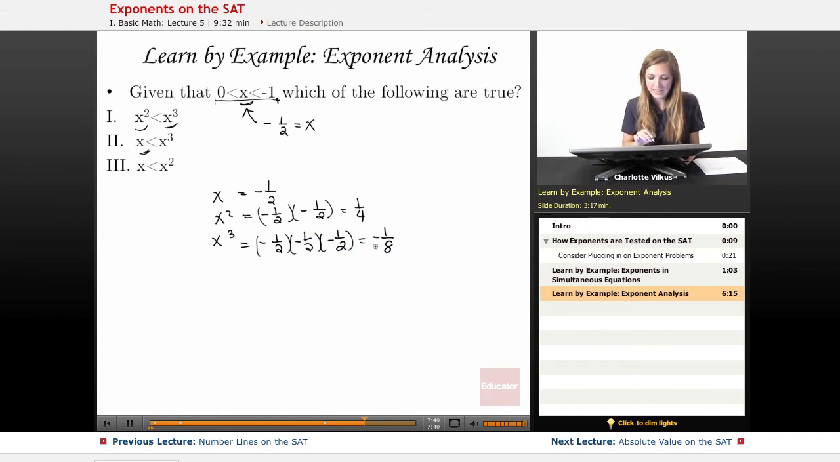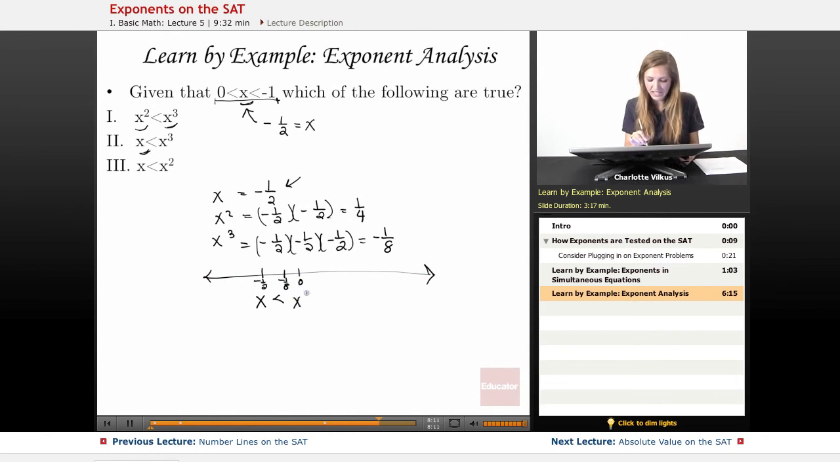So if I'm looking at these, I can say that x itself is the smallest, because these are negative numbers. Normally we might think, oh, 1/2, that's bigger than 1/8, but they're negative. So bigger negatives are actually smaller numbers. If we thought about it on the number line, that would make sense, that I would draw -1/2 further away than -1/8 from 0. So that one's the smallest.